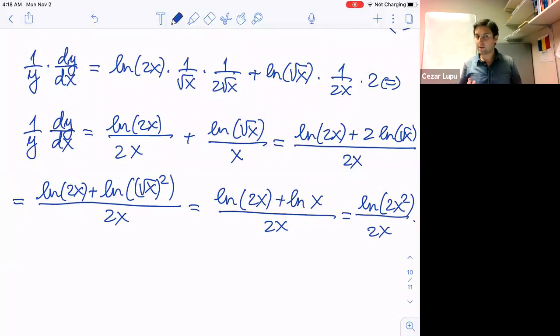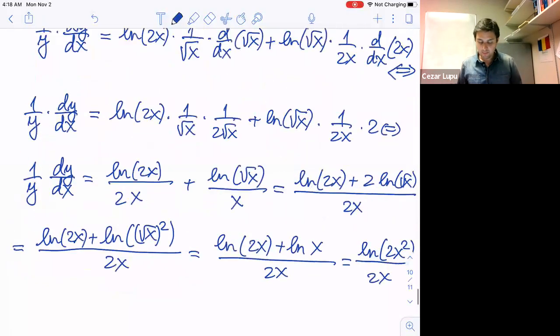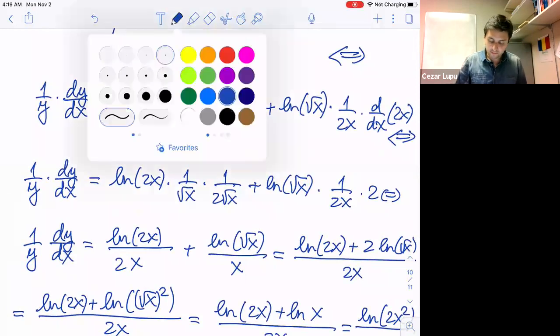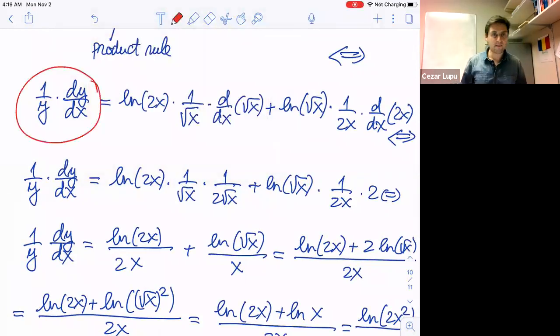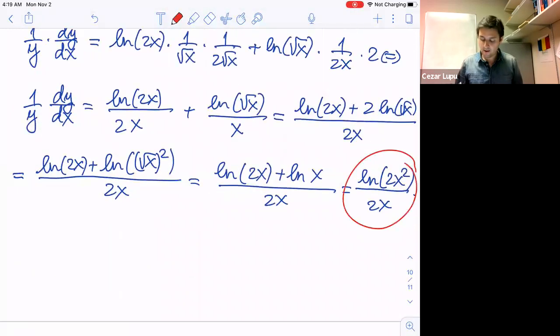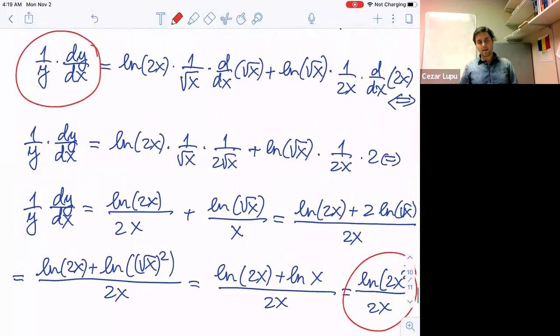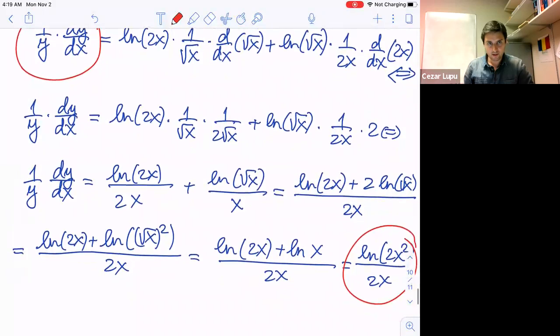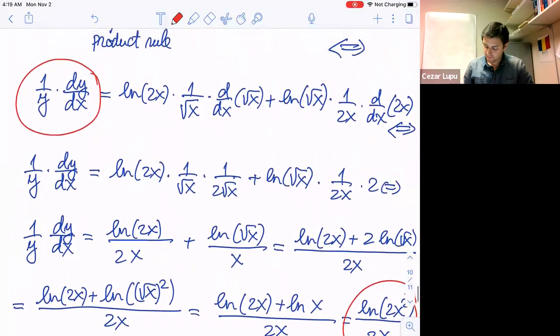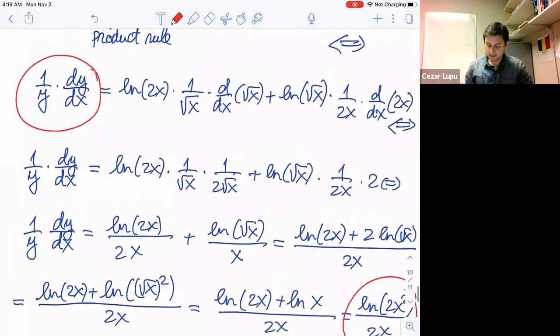All right, but wait a second, we're not done. Keep in mind, look at where we started from. We started from this guy here, and we ended up with this guy here. So it's not quite the derivative of y yet. So we need to do something. What do we need to do? We need to multiply by y. It's quite clear, I hope.